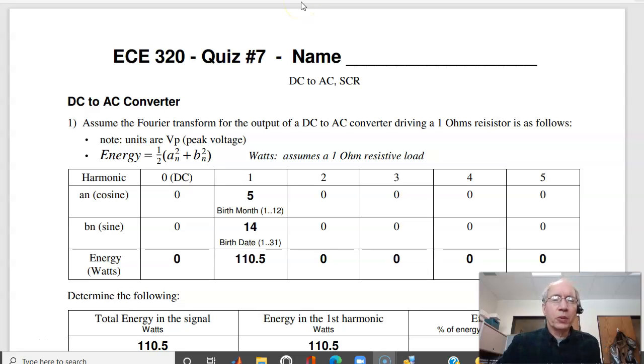Here's the solution to quiz number 7 for ECE 320 electronics. The first problem is a DC to AC converter.